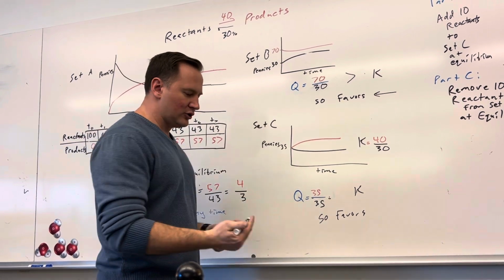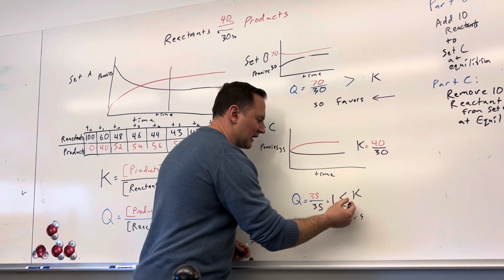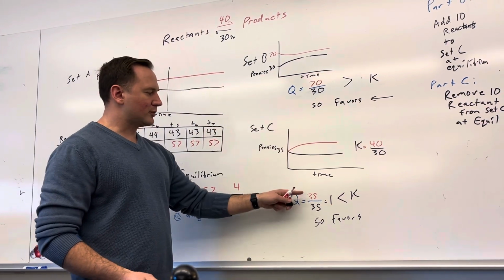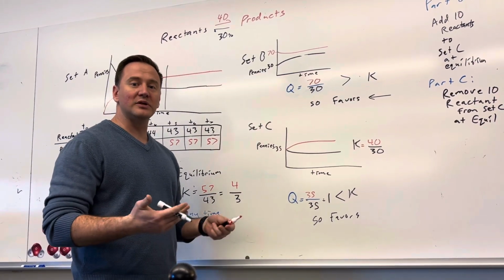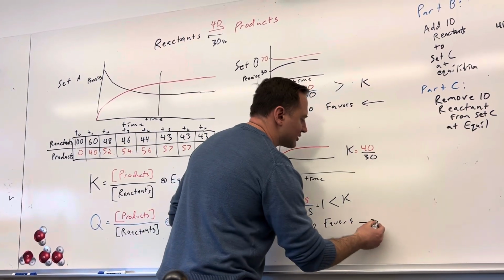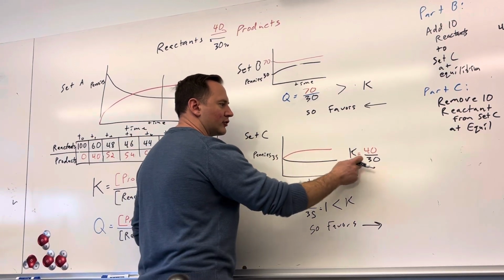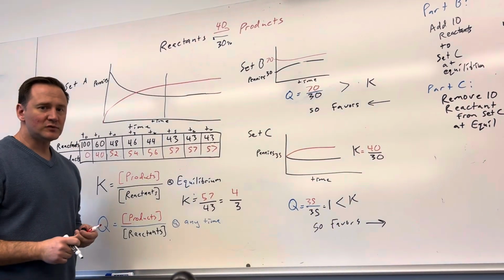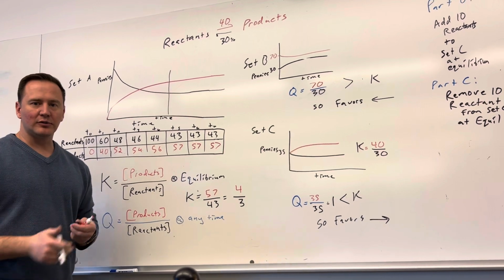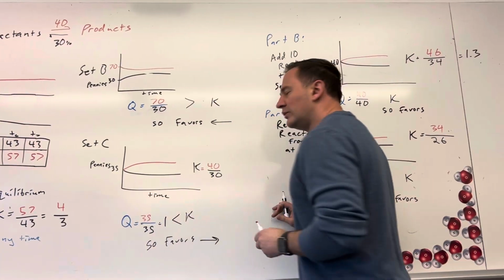So at that point, Q is equal to 1, which is less than K. So if we have a lower product to reactant ratio than will be established at equilibrium, it's going to favor the forward reaction. And we see that as it works its way back to a 40-30 ratio. Right? So establishing equilibrium.